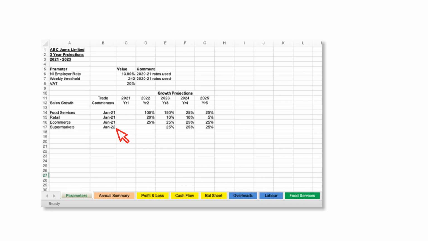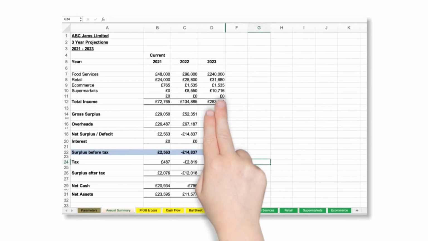So this spreadsheet is parameter driven. On the first tab, we have our growth projections for the next few years, which we will have based on discussions with our customers and market trends. We also have the current rates for national insurance and the current VAT rates. We then have a summary sheet which gives us a quick overview of the yearly projections for the business.